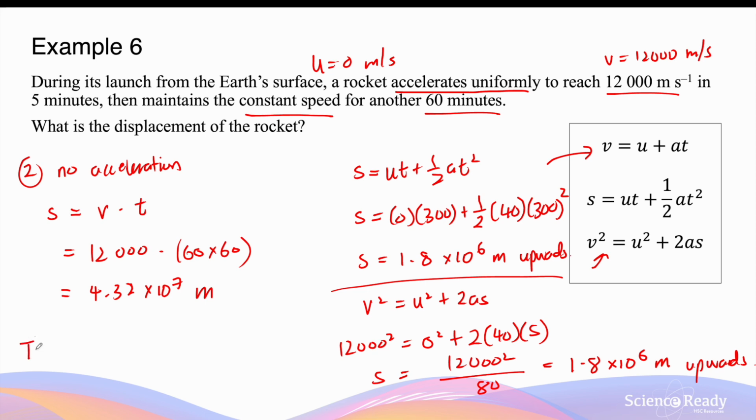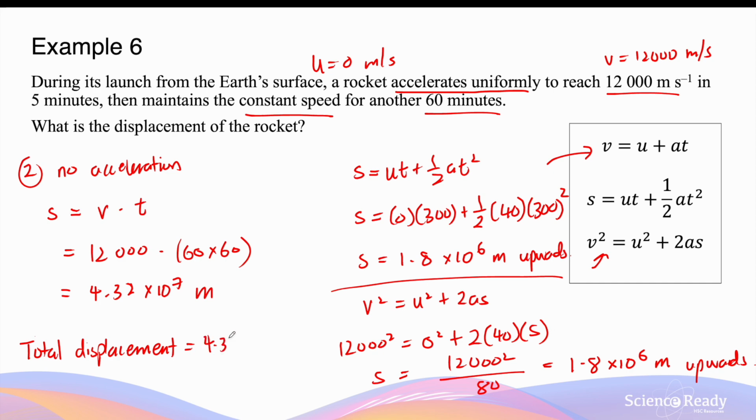Therefore, the total displacement is equal to the sum of the displacement from the first two intervals. Now, we can only add the displacements together to find the total displacement in this case because the rocket is heading in the same direction. It hasn't changed direction during the two intervals of motion.